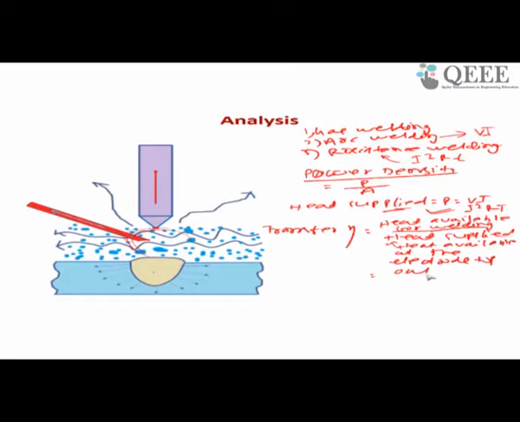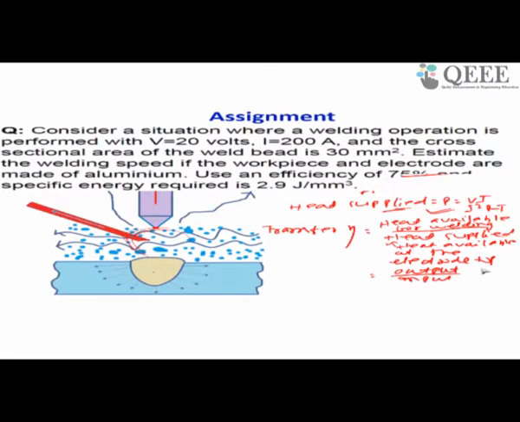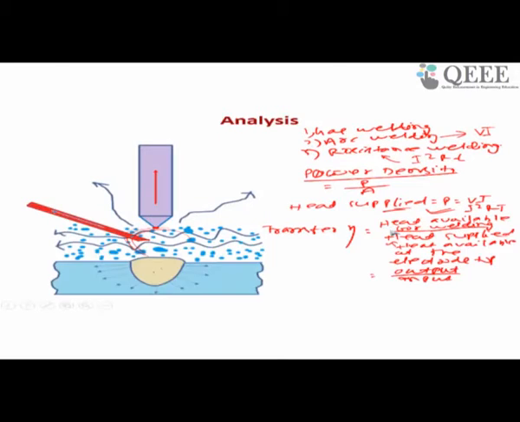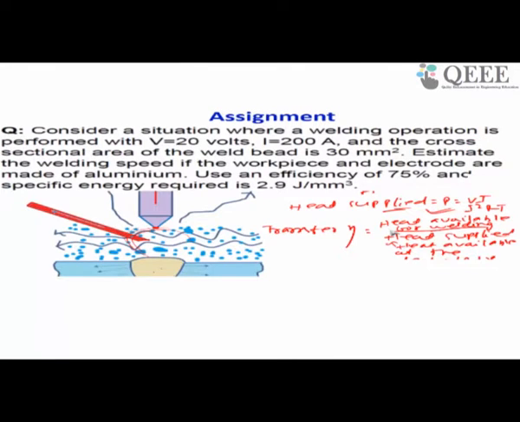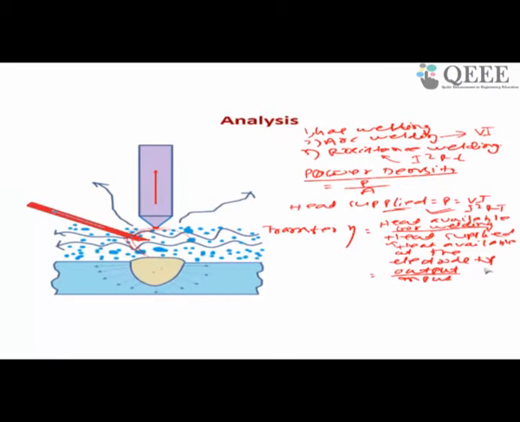Which is nothing but output by input. Okay, which is nothing but your output by input. Now what is heat available for welding? Then heat available for welding, you can tell as net heat input.